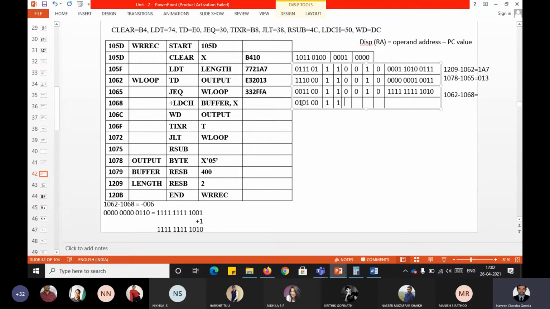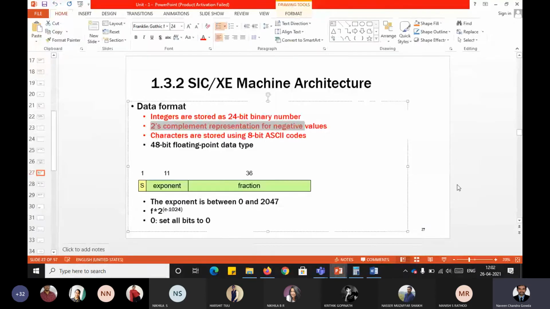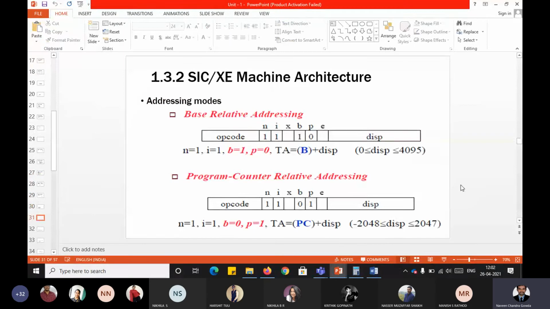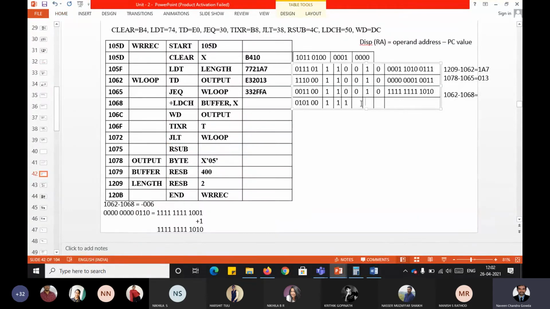So n and i are 1 and 1. Is it making use of the X register? Definitely yes, it is using the X register, so x is 1. Again, B and P. If you remember from our previous slides, base relative and program relative will never be applicable for format 4. It is only applicable for format 3. So here B and P I can directly make 0 0, whereas E is 1 for format 4. Are you getting it, students?